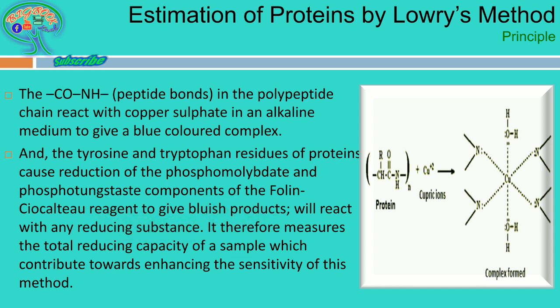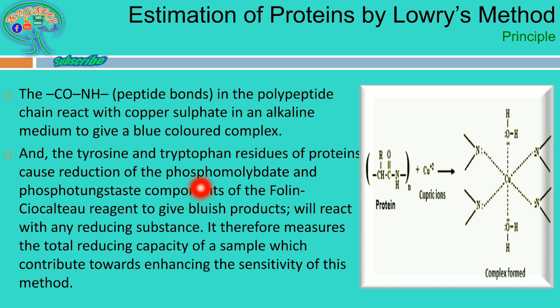So here two different reactions are going to take place. One is the formation of the colored complex of copper sulfate with the amino acids or the peptide bonds, and the other is the reduction of the phosphomolybdate and phosphotungstate by amino acids like tyrosine and tryptophan. Because of that, the bluish products are going to form, which will react with any reducing substance.